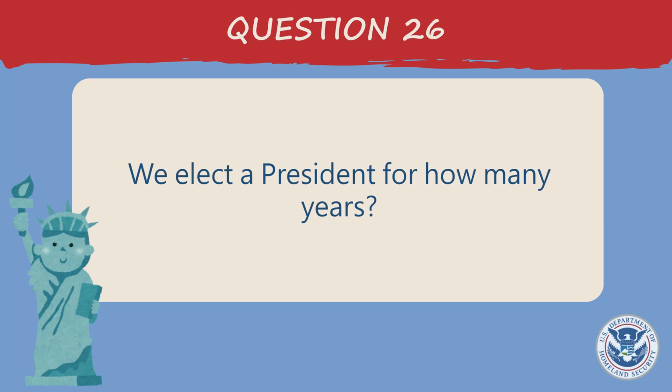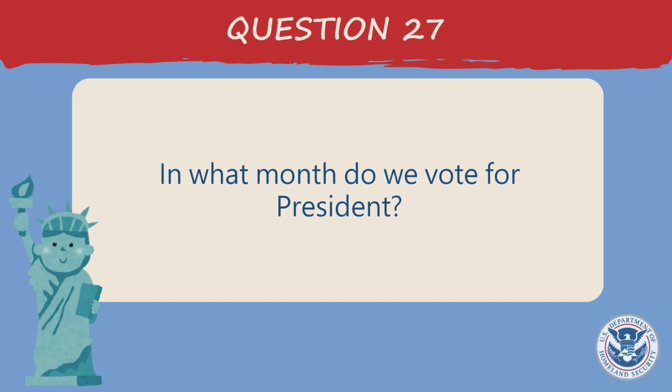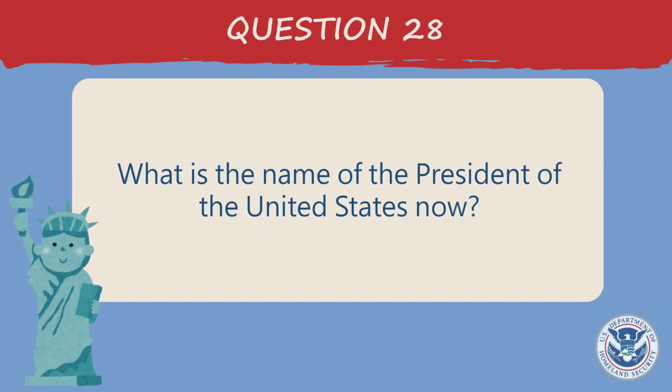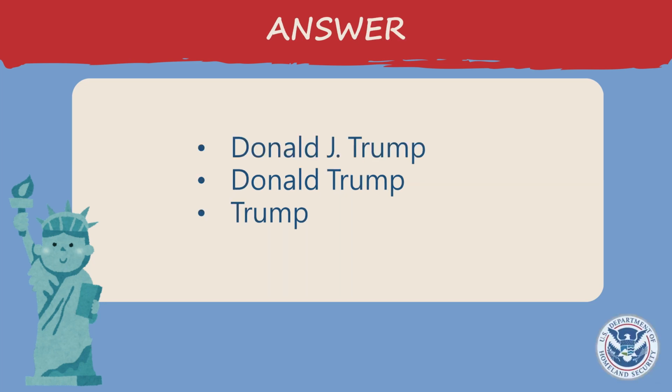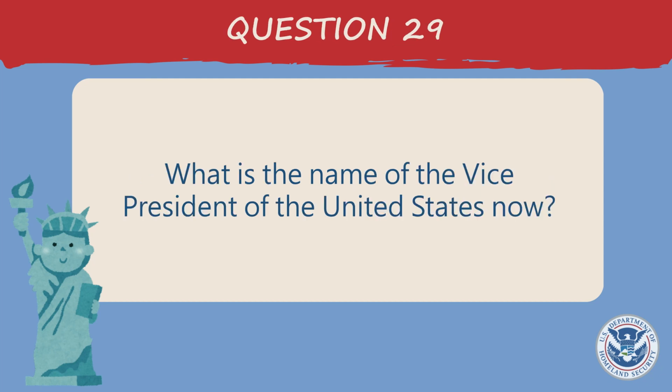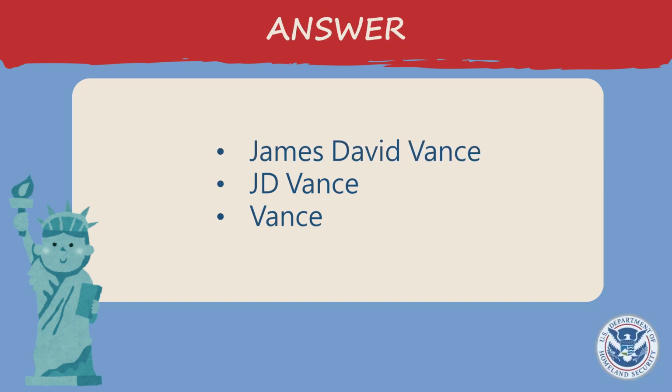We elect a president for how many years? 4. In what month do we vote for president? November. What is the name of the President of the United States now? Donald J. Trump. What is the name of the Vice President of the United States now? James David Vance. J.D. Vance.